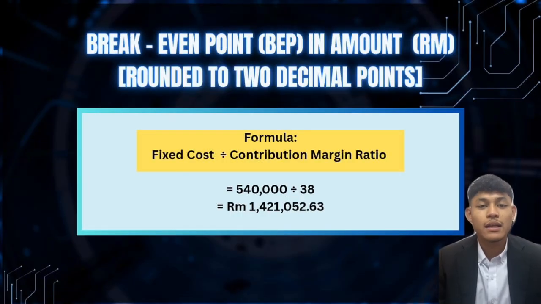The break-even point in amount refers to the total sales revenue needed to cover all costs. Using the formula fixed cost divided by contribution margin ratio, we divide RM 540,000 by 38%, resulting in 1,421,052 and 63 cents. This means the company must generate approximately 1.42 million in sales to break even, a crucial target for financial planning and assessing business sustainability.